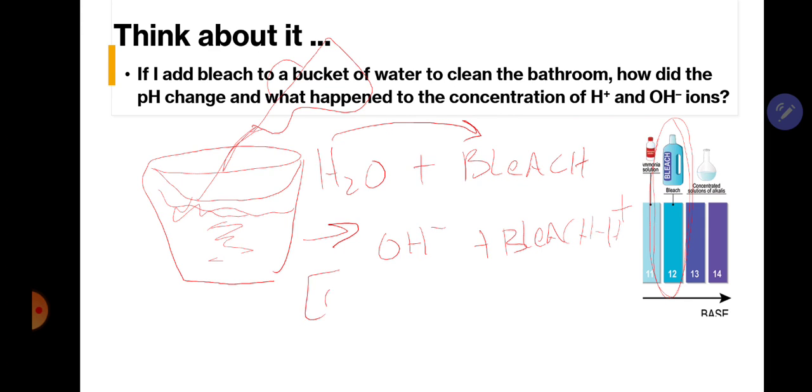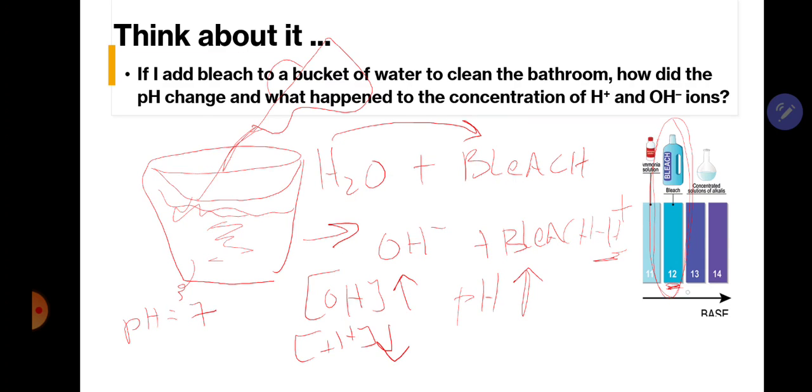What we're going to see is that the OH concentration is going to go up and my hydrogen concentration is going to go down because all my hydrogens are going to be bonded up with the bleach. Because bleach is so basic, our pH is going to go up. Water is at 7, assuming it's pure, and if I add something that has a pH of 12, it's going to push my pH higher up. 7's over here; it's going to be pushed up closer to 12.